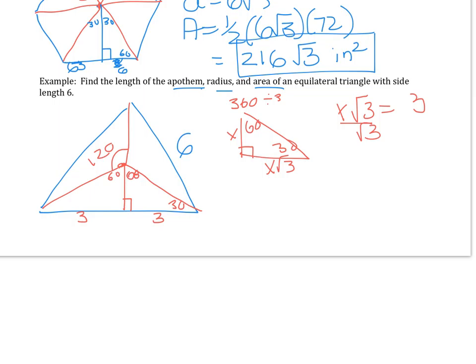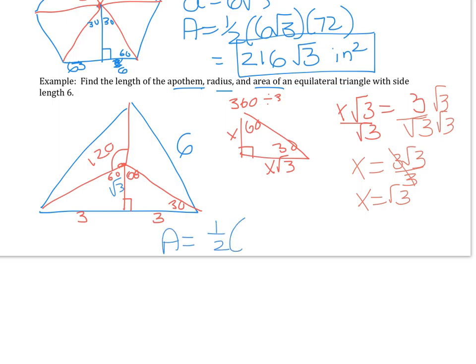Okay, so dividing both sides by radical 3, then rationalizing, I get that x is 3 radical 3 over 3, so x equals radical 3. So that is my side opposite 30, which is my apothem. So my area equals 1/2 the apothem times the perimeter. Each side is 6, so the perimeter is 18. I get 18 divided by 2, 9 radical 3 units squared is the area.